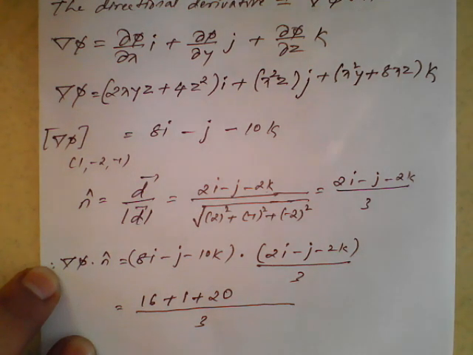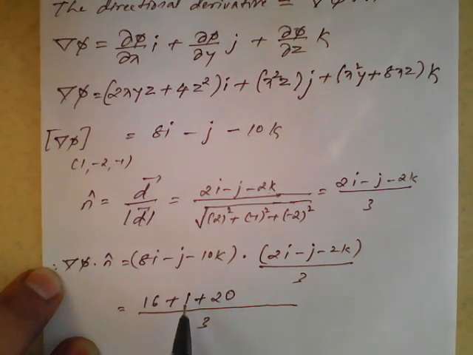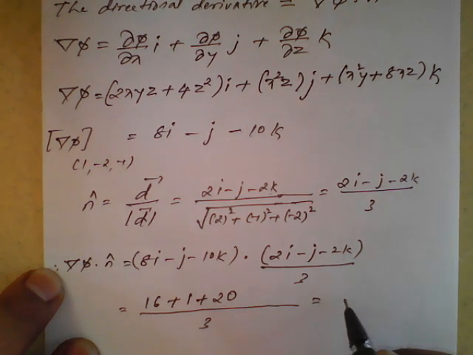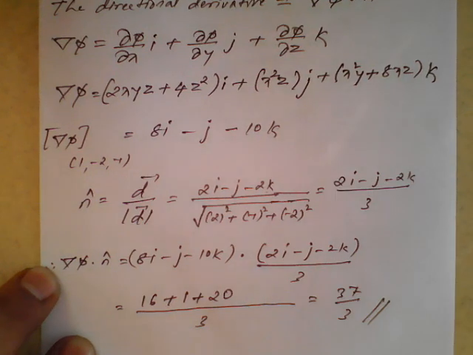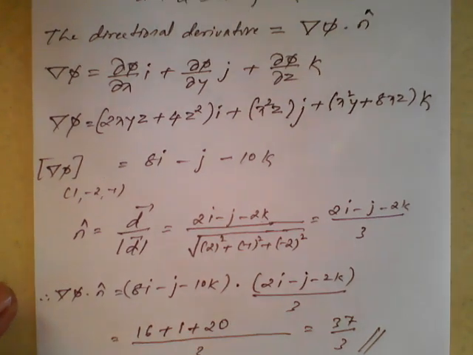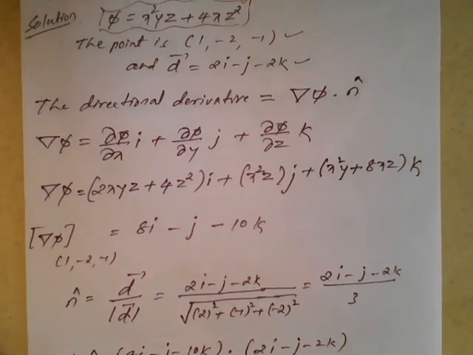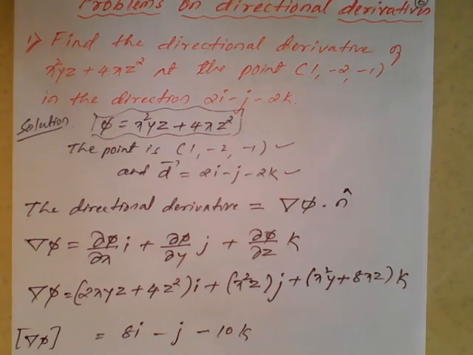So 16 plus 1 is 17. 17 plus 20 is how much here? 37 divided by 3 is the directional derivative for the given surface at the point (1, -2, -1).